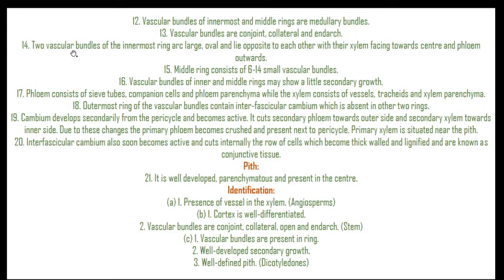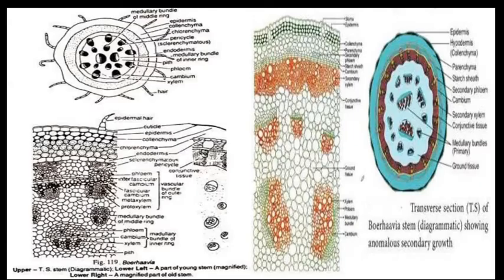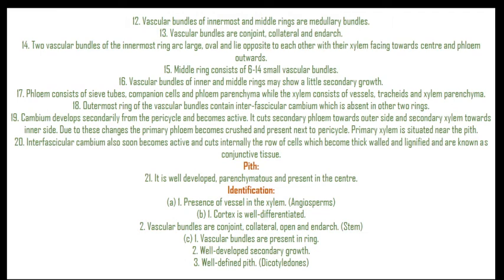As well as the 2 vascular bundles which are innermost in the ring, are large, oval and lie opposite to each other, with their xylem facing towards the center and phloem present towards the periphery or outer side. So these 2 vascular bundles which are present at the center have xylem cells which are always facing towards each other, and phloems facing towards the outermost or peripheral side.